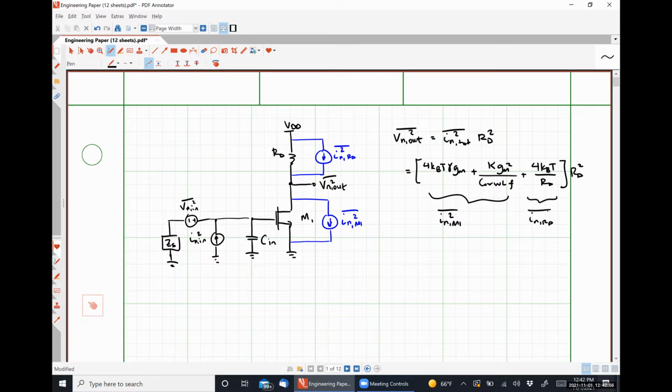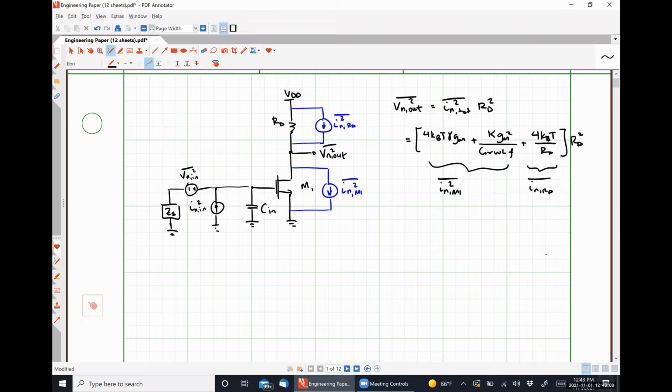So as a result of this, we found that VN N was 4 kBT gamma over gm plus K divided by Cox W L f plus 4 kBT over gm squared RD. This is what we did when we found the input referred noise voltage for the last circuit.